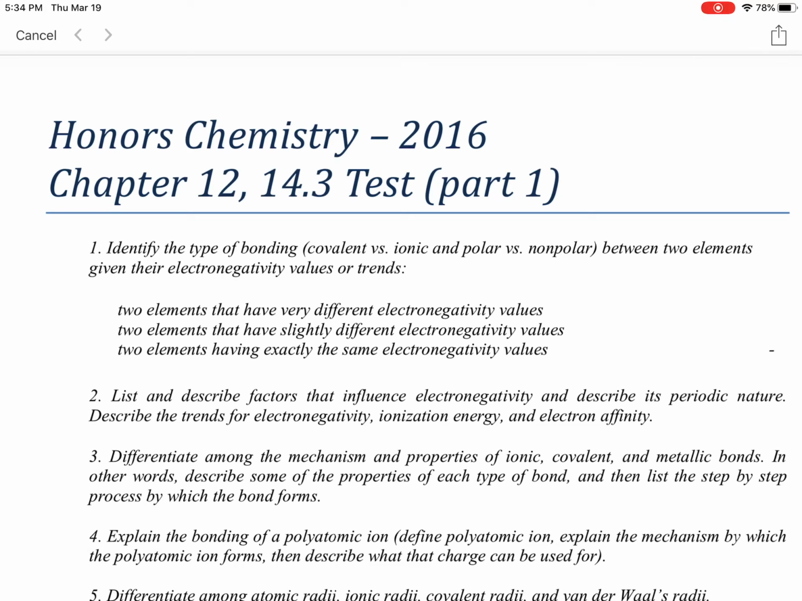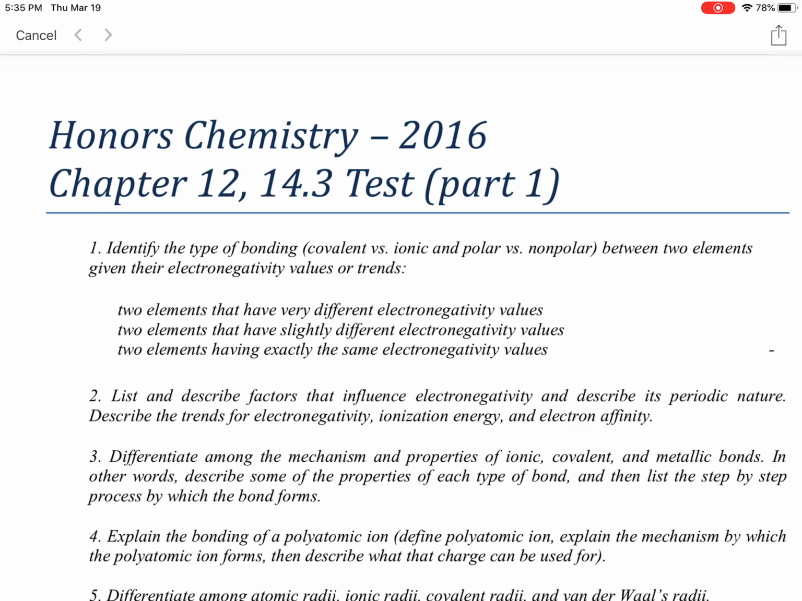Two, list and describe factors that influence electronegativity and describe periodic trends for ionization energy, electronegativity, and electron affinity. Again, as you go from left to right, electronegativity, electron affinity, and ionization energy increase, and that's because the effective nuclear force increases. You have more effective pull coming from the nucleus. You're not increasing energy levels. As you go from left to right, you're only increasing the number of protons.